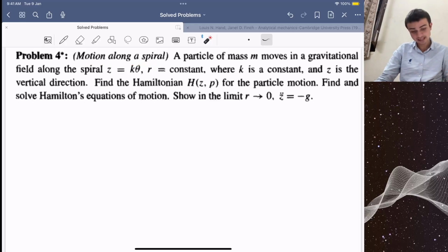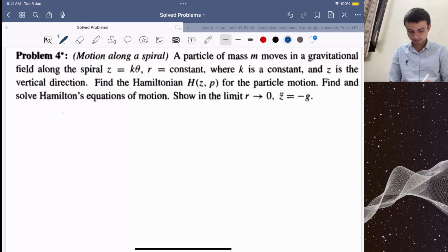Today we will be solving problem number 4 from Hand and Finch. The title of the problem is Motion Along a Spiral. A particle of mass m moves in a gravitational field, along a spiral given by z equals k theta.